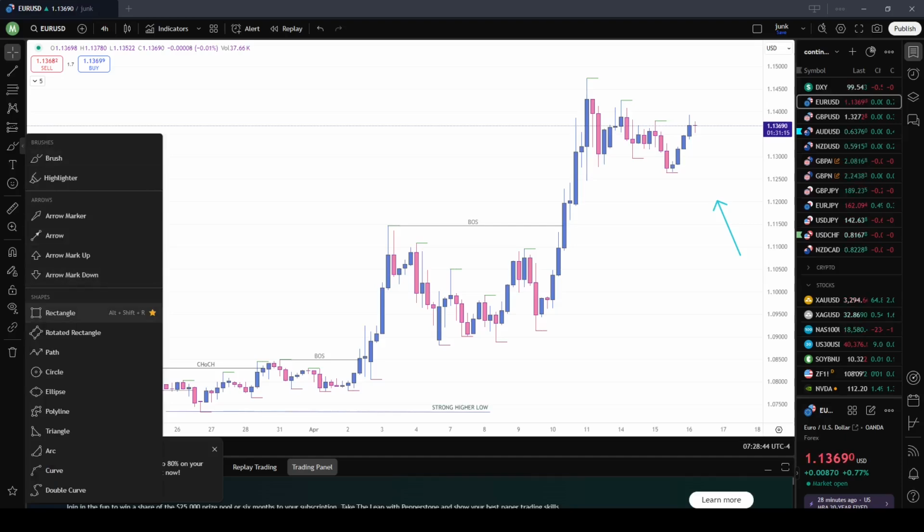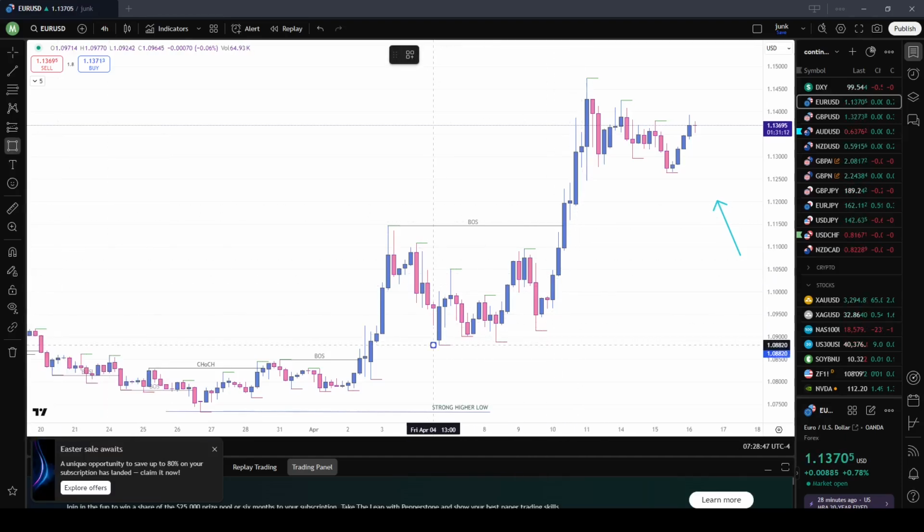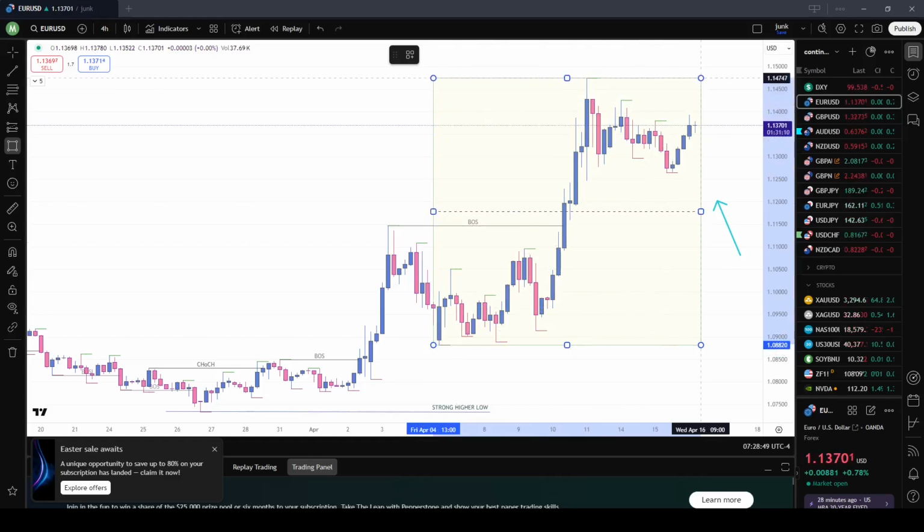Here at Banknote Trading, we take a look at the US dollar pairs in the Forex market. Today, we'll start by taking a look at Euro USD on the 4-hour chart. We'll start by mapping out the range that we're currently trading in.